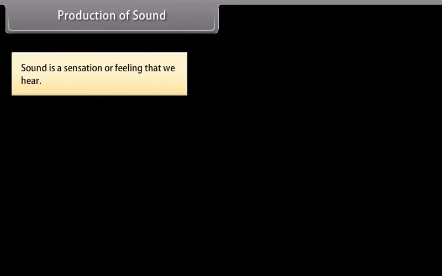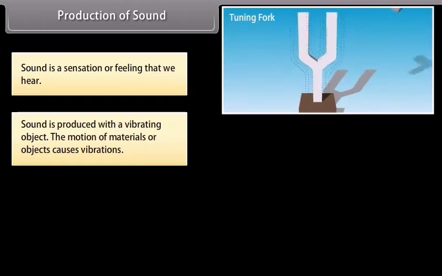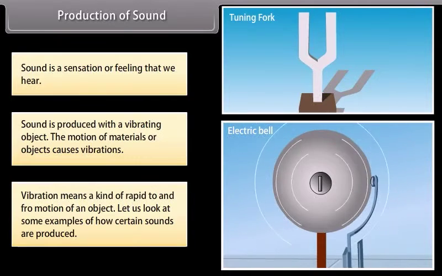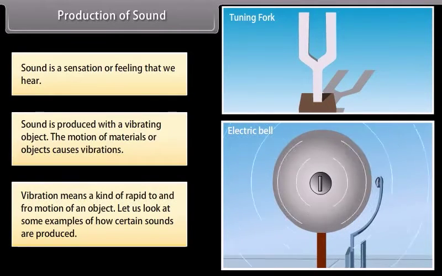Production of sound. Students, we know that sound is a sensation or a feeling that we hear. Sound is produced with a vibrating object. The motion of materials or objects causes vibrations. Vibration means a kind of rapid to and fro motion of an object. Let us look at some examples of how certain sounds are produced.